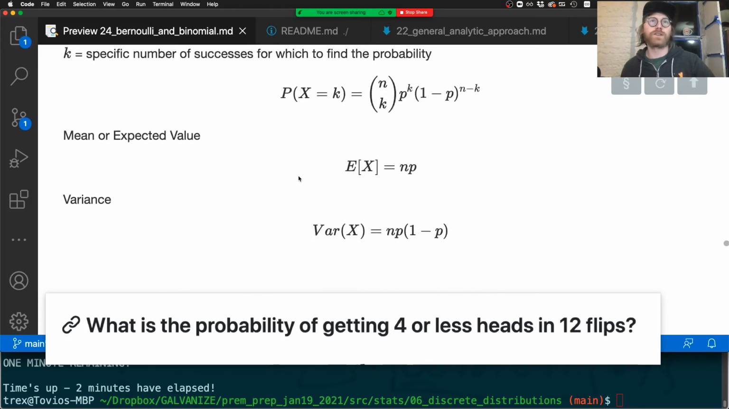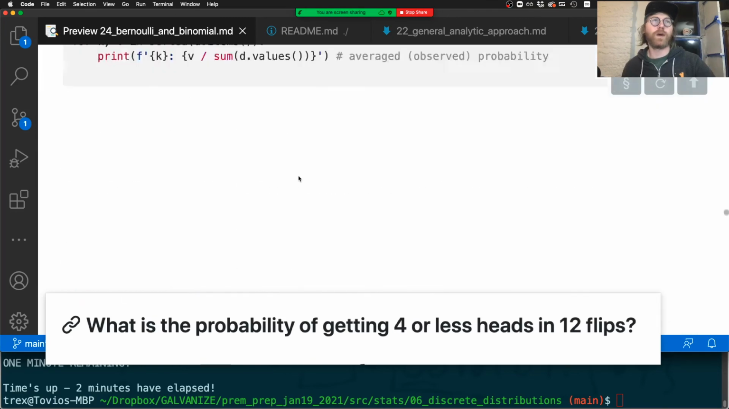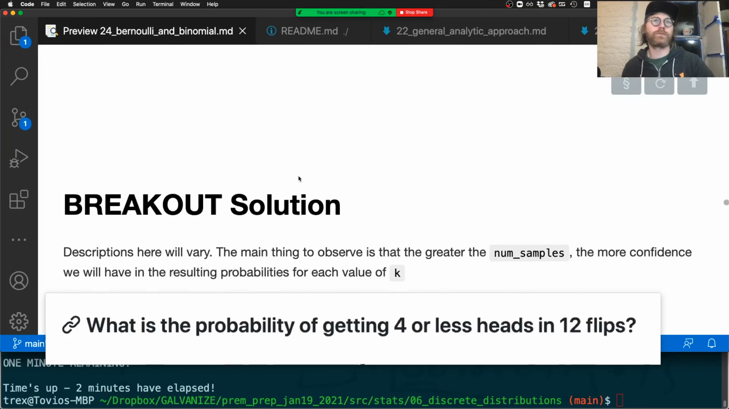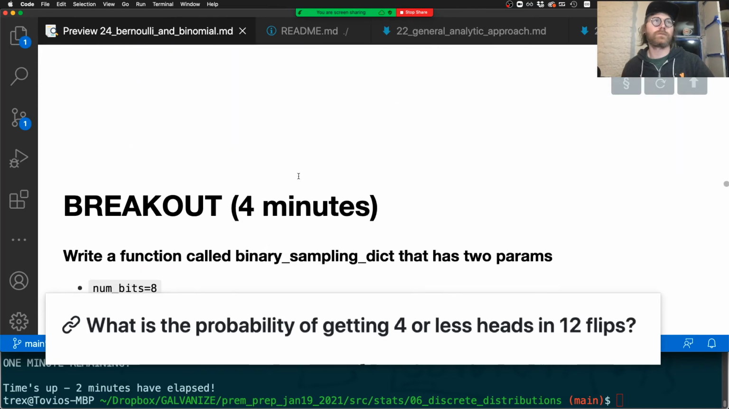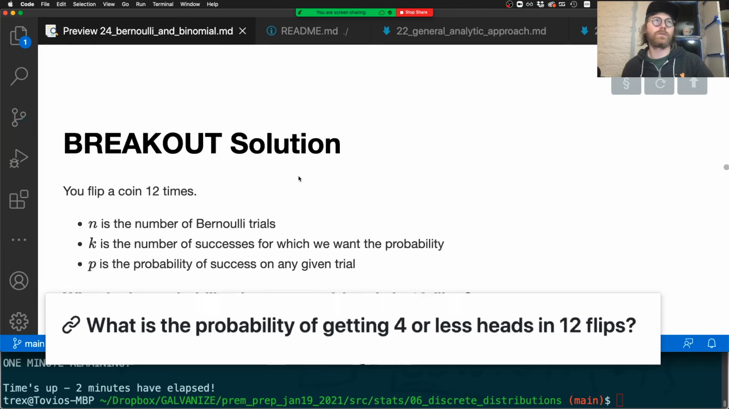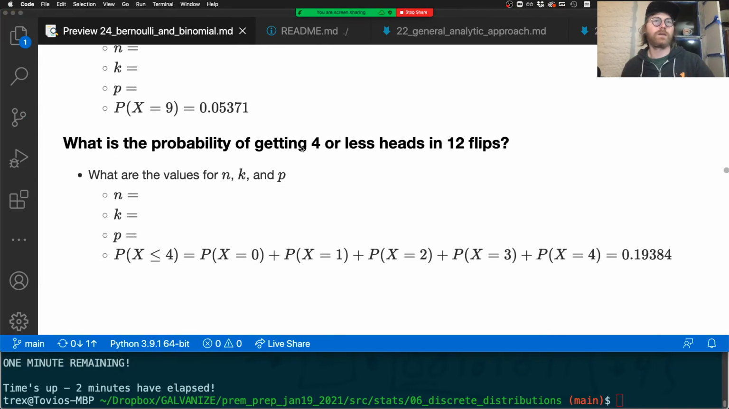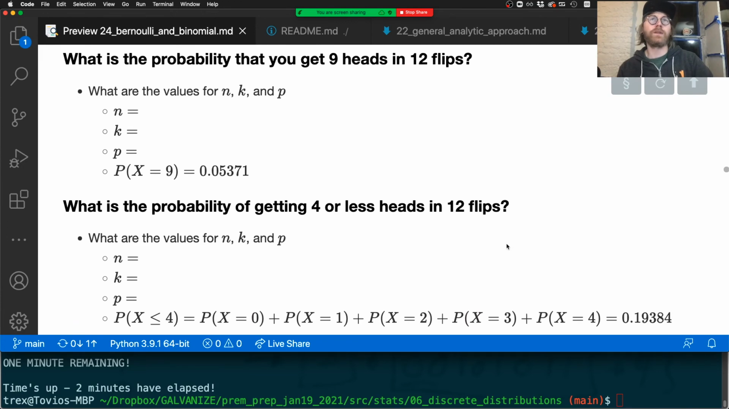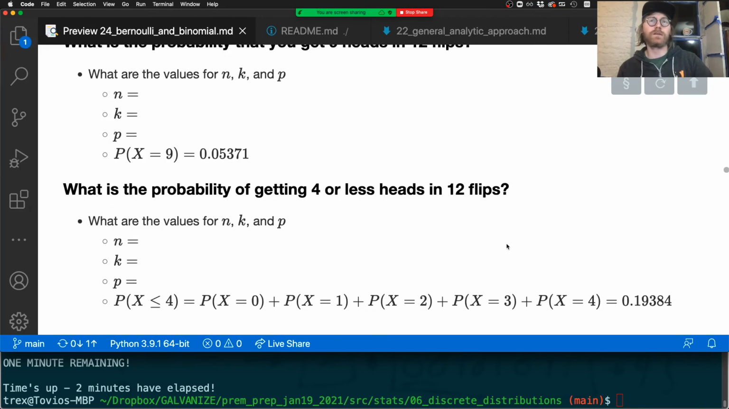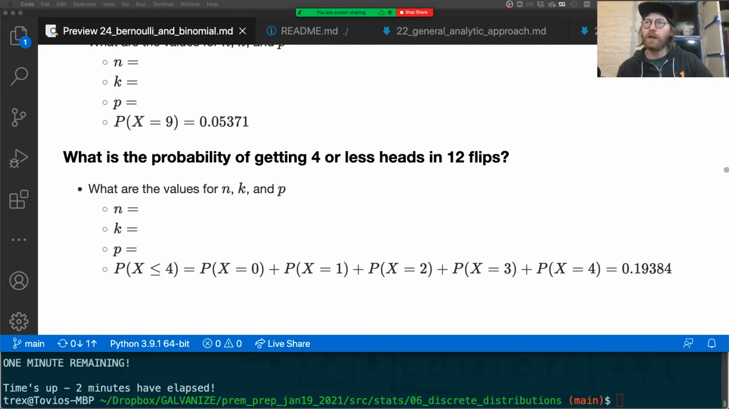My apologies. I am just going back and finding where that slide was. Haha, there it is. Okay. So the way that we can think about this is the probability that x is 0 plus x being 1 plus x being 2 plus x being 3 and so on. And that's really just a summation of those. And it looks like that's 0.19384.